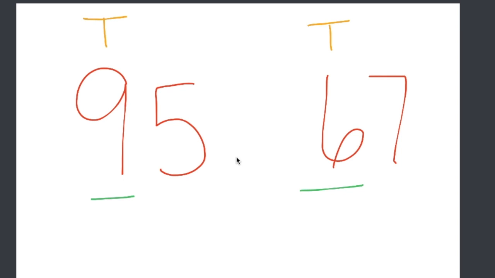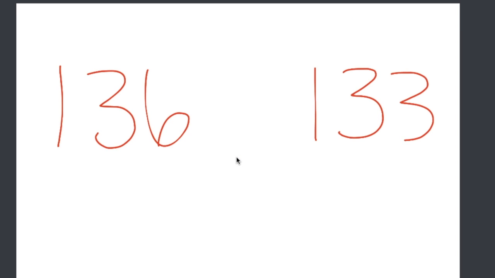You should have said greater than. The alligator wants to eat the 95 because it is the bigger number. All right, so you should have drawn or should have thought of greater than. All right, here we go.